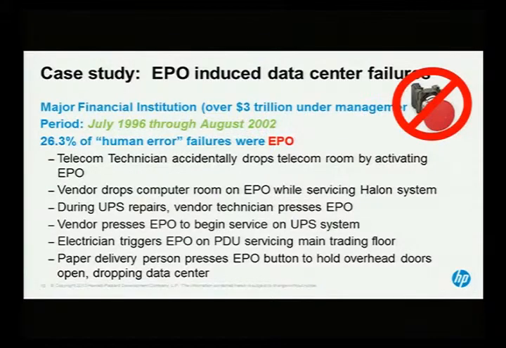Typical one was paper delivery person presses EPO button to hold the overhead doors open, dropping a data center. In other words, the doors weren't staying open long enough. There was a door switch and an EPO switch for the data center because you have to have it near the means of egress. So he hit the EPO switch, the door stayed up, data center went down. Typical instances where the EPO switch is a single point of failure within the data center.